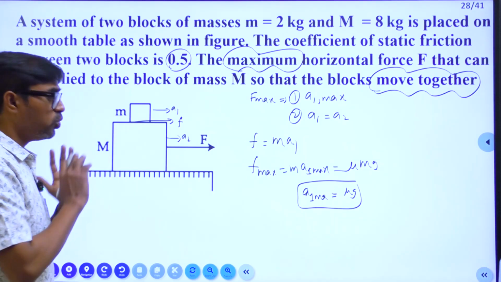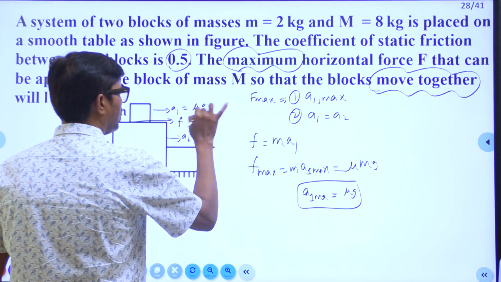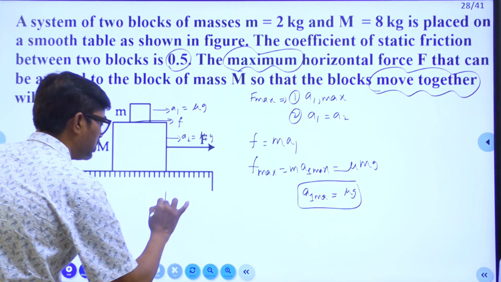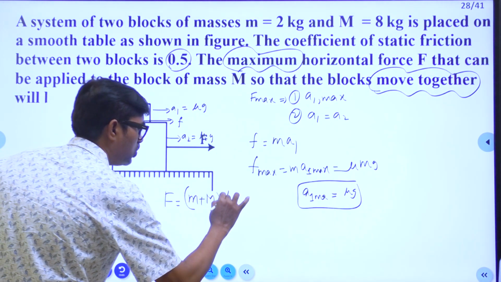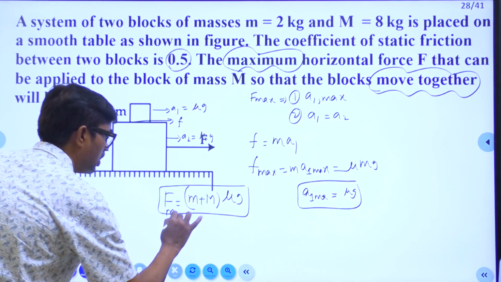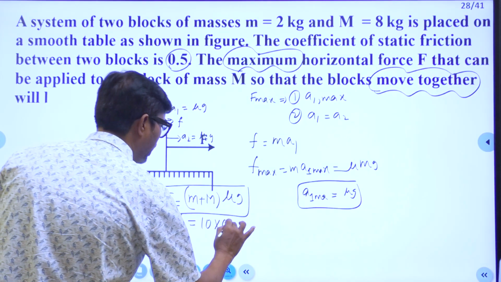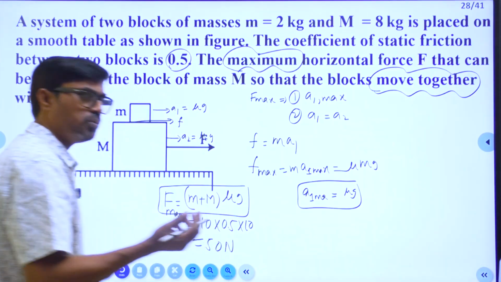So when both of them are going together with the maximum possible acceleration, then A1 equal to mu g, A2 is also going to be mu g, and both are going together with common acceleration. Net force is equal to total mass into that common acceleration, and that is going to be the answer here. That is F max. So m plus M is 10, mu is 0.5, g is 10, you will get 50 Newton. A very simple, straightforward question.